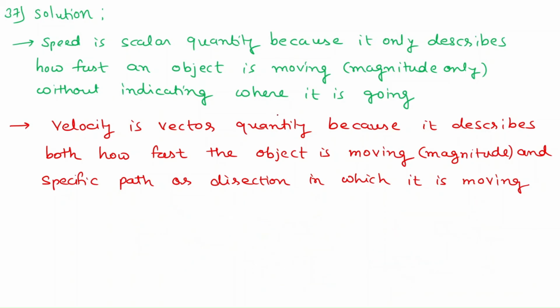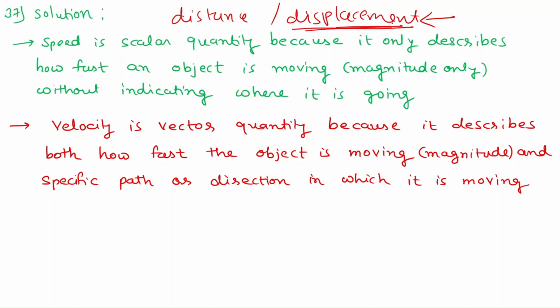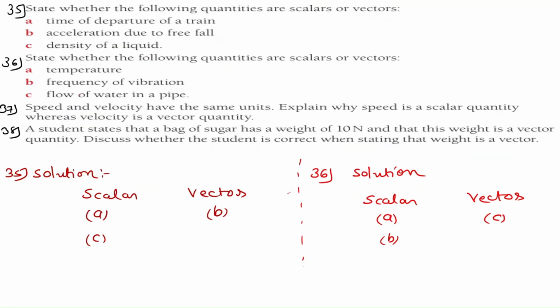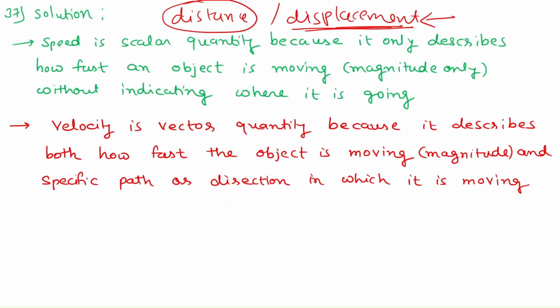So this is basically the fundamental difference between distance and displacement. So velocity is given by this displacement and the speed is given by this distance. So from that we can say speed is a scalar and velocity is a vector quantity.